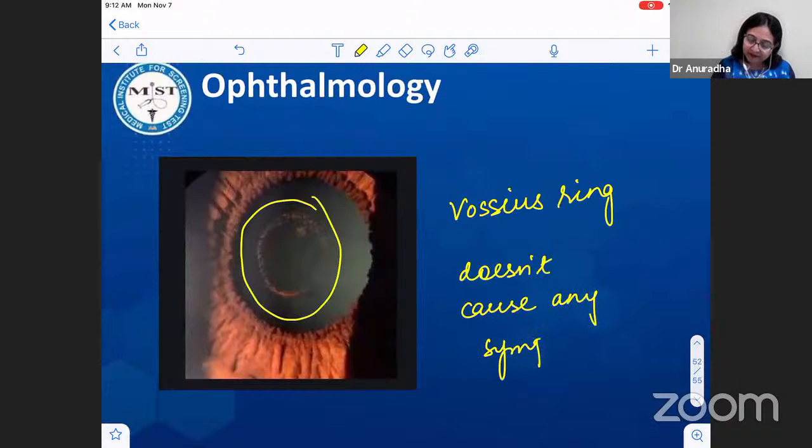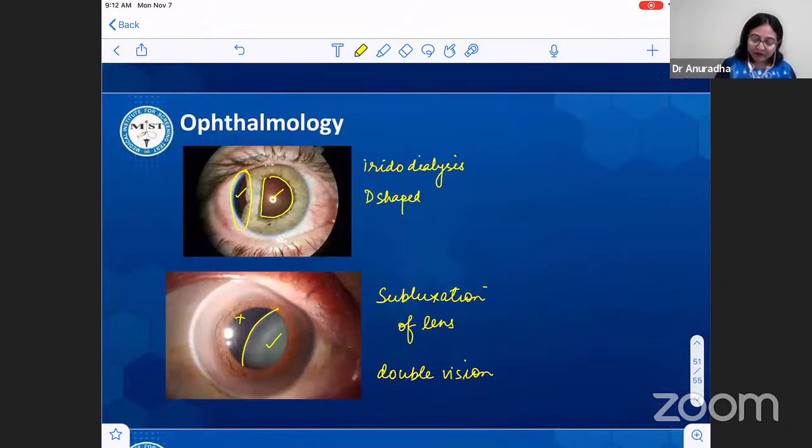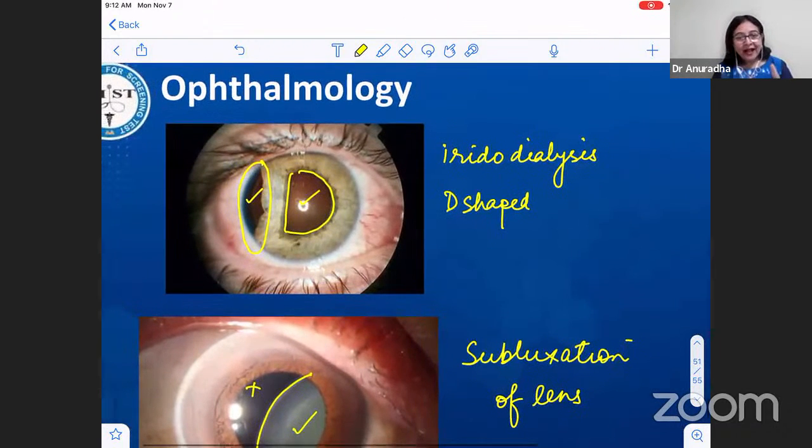Right? It is just a sign of blunt trauma. It does not cause any symptom per se. Okay, so all these three, beta, they can be asked as image questions also. So that is why I showed you the image.